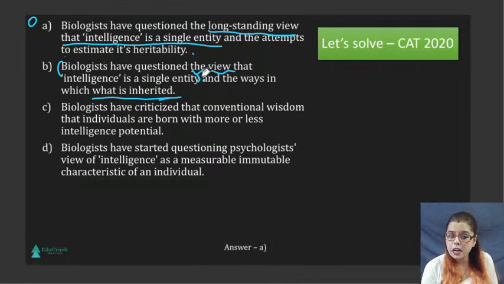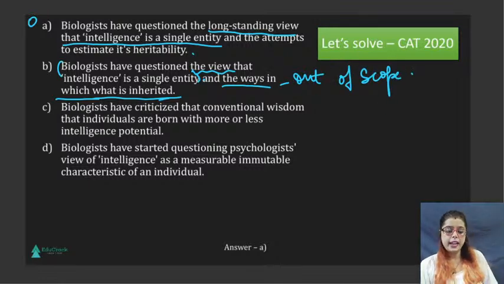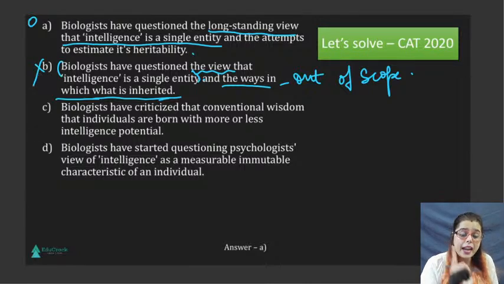So although the first part of the sentence is there in the passage, the second part is something which is out of scope, right? The second part is out of scope, and that is the reason why I will eliminate option B, because in the entire passage we have not talked about the ways or the methods of inheritance. All right, in the entire passage, let alone the crux or the essence, it is not even mentioned.